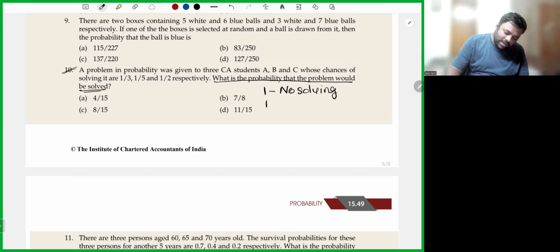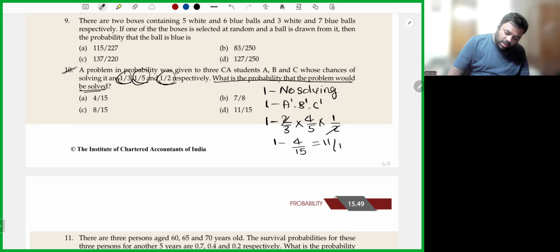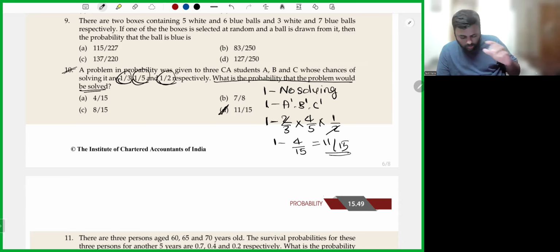So 1 minus A not solving, B not solving, C not solving. What is A solving? 1 by 3. So not solving, 2 by 3. B solving, 1 by 5. Not solving, 4 by 5. C solving, 1 by 2. Not solving, 1 by 2. 2 to cancel. 1 minus 4 by 15, which is equal to 11 by 15. 11 by 15. Okay. All sums will solve.